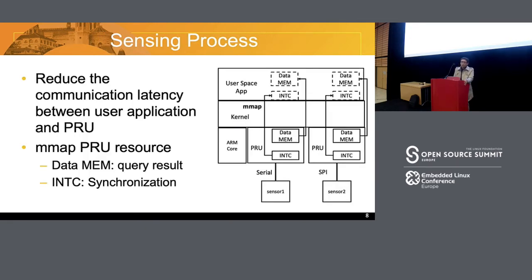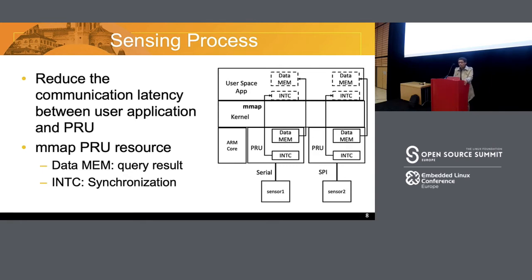However, most of our flight control applications run in Linux user space. So we need a communication interface between the PRU and the user space application. Currently, in order to reduce the communication latency between the user space app and the PRU, we use the memory map mechanism to map the PRU resource to the address space of the user's application, and then the user space application can access the resource directly.